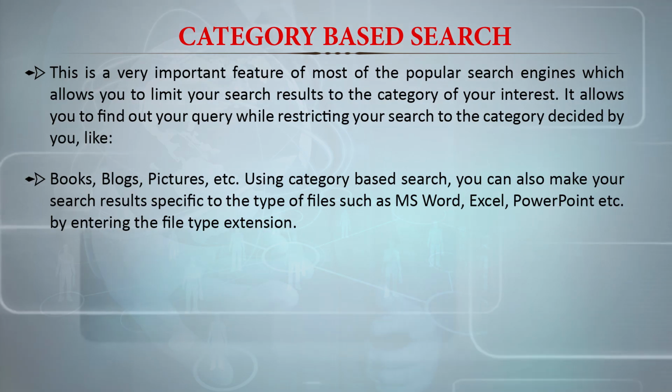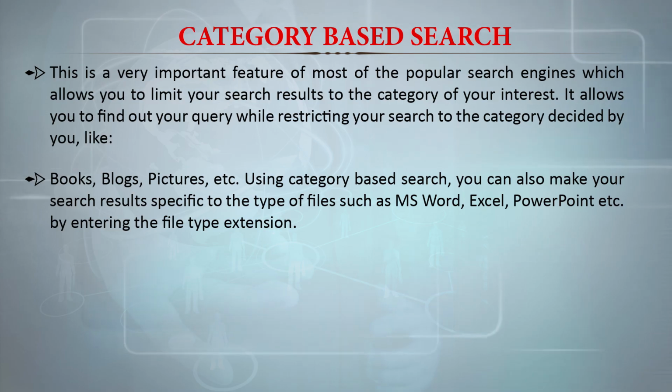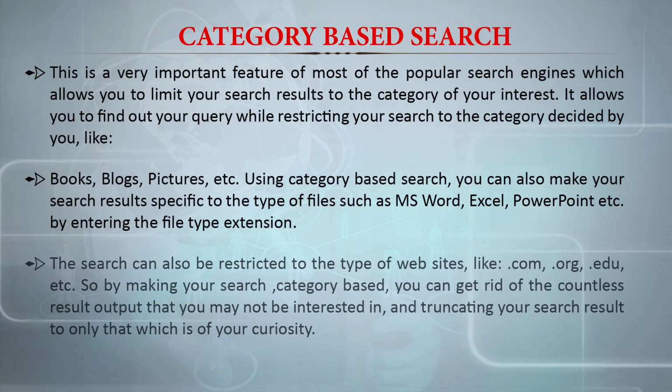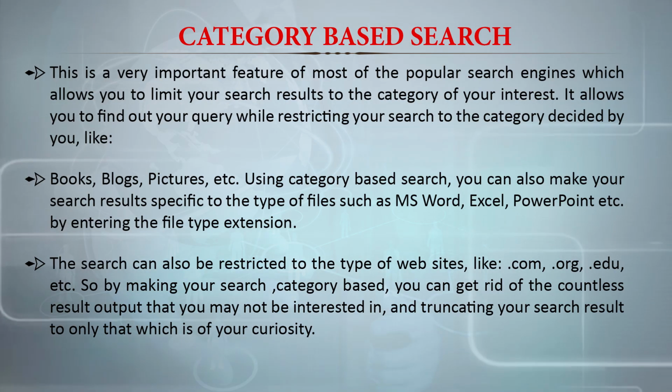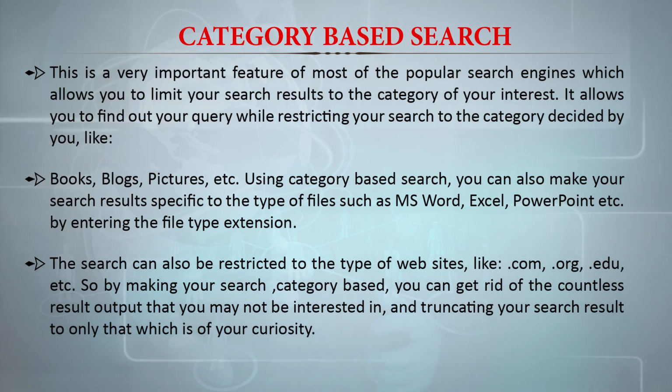Using category based search, we can also make our search results specific to the type of file such as MS Word, Excel, PowerPoint and other things by entering the file type extension. The search can also be restricted to the type of websites like .com, .org, .edu and other similar things. So, by making our search category based, we are getting rid of the countless result output that we may not be interested in and truncating our search results to only that which is of our curiosity.